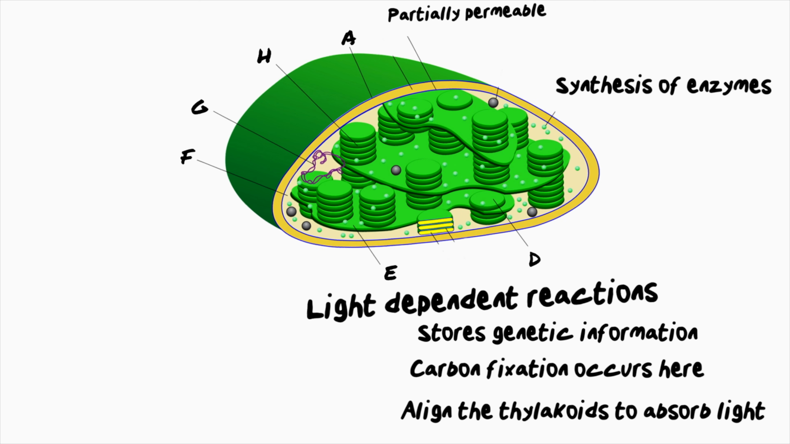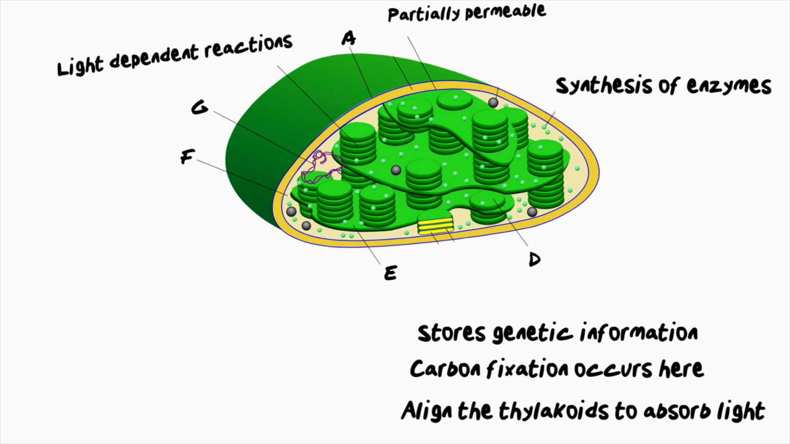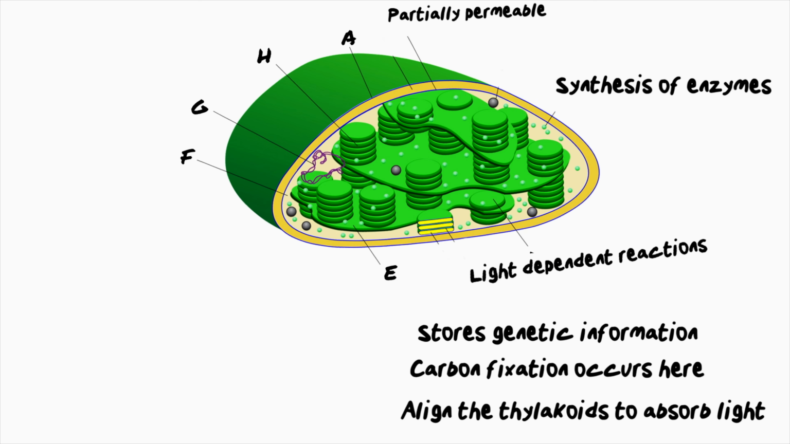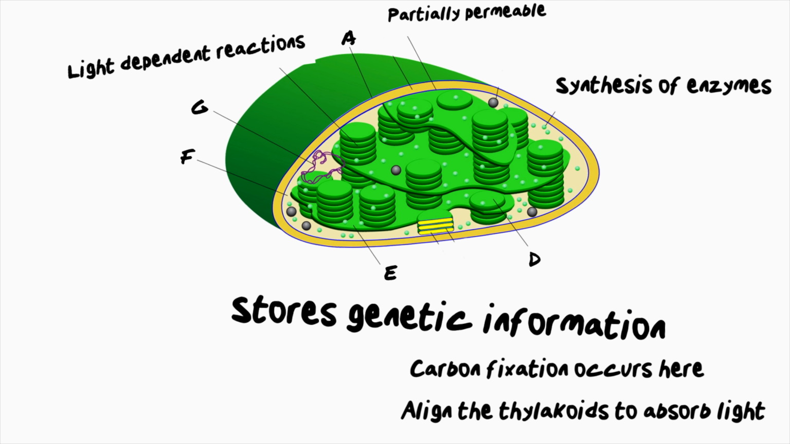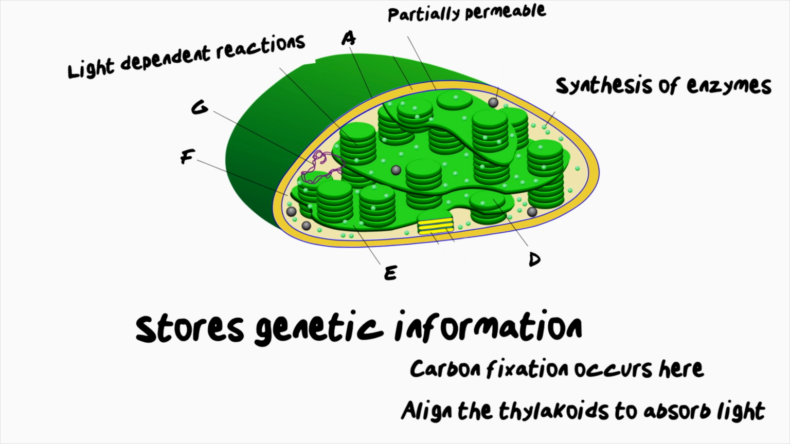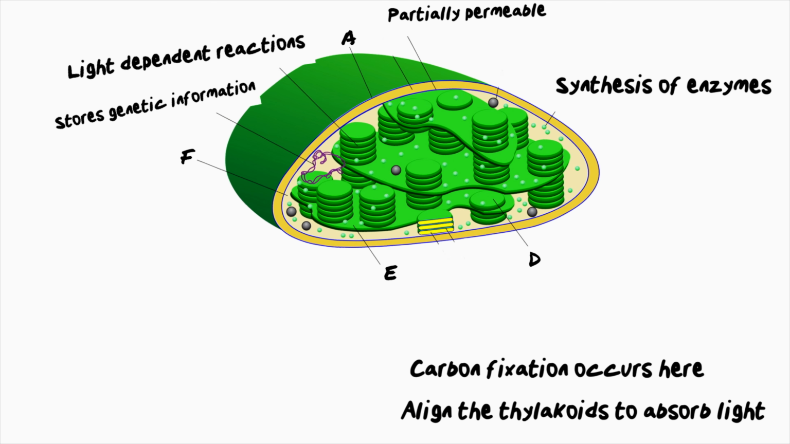So that means we're going to point at the thylakoid because that's where chlorophyll is found. And we can also point at D. So it could be either D, a single thylakoid, or a stack of thylakoids. That's what we call a granum. Both would be a correct answer here. It says stores genetic information. This means it's DNA. The chloroplast does contain circular DNA. That's the one that stores genetic information for the chloroplast itself.